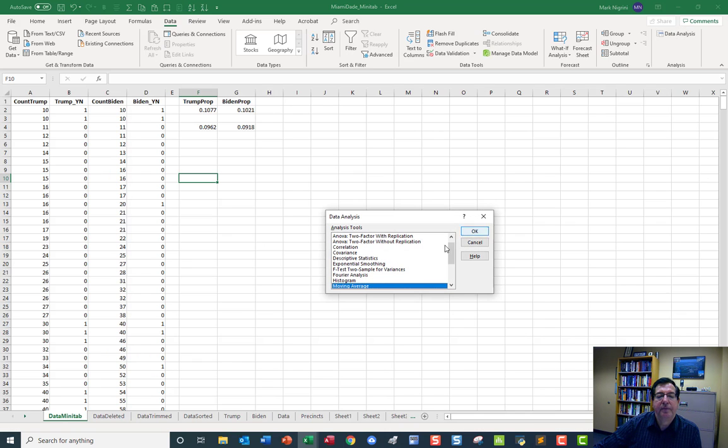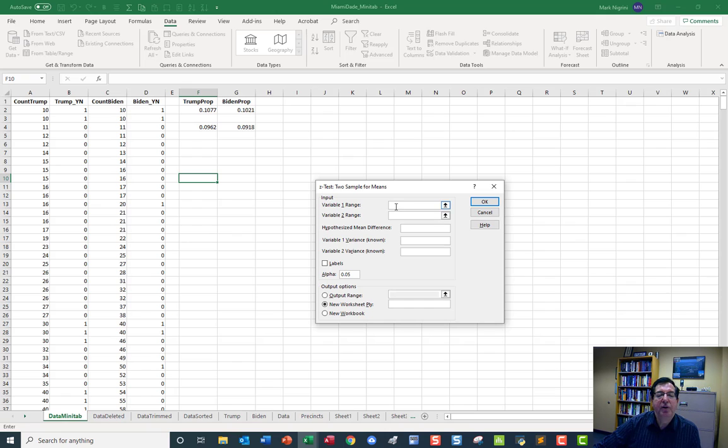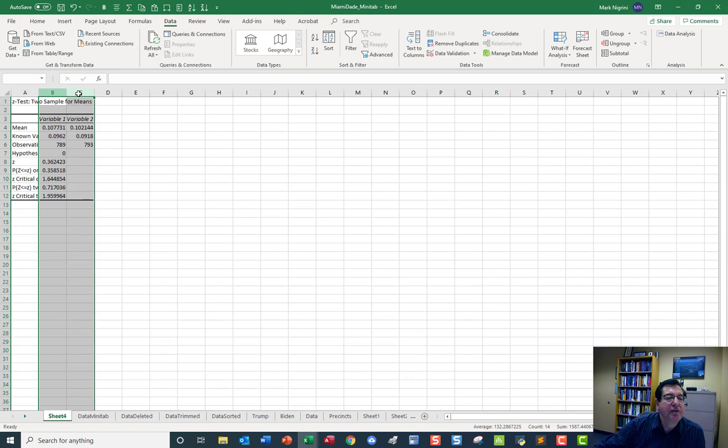Data analysis. These tests, z-test two samples for means. Okay. Variable 1 is in B2 to B790. Variable 2 is in D2 to D794. Variable 1's variance, 0.0962, 0.0918. Now you might have to go and read up a little bit if you're rusty on how these things work. Okay, isn't this beautiful? We'll just widen this a bit here. Column width, 12.